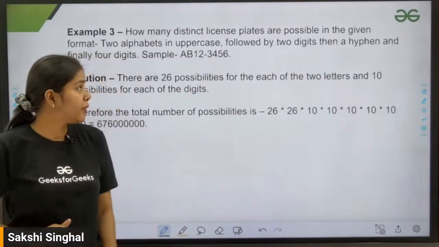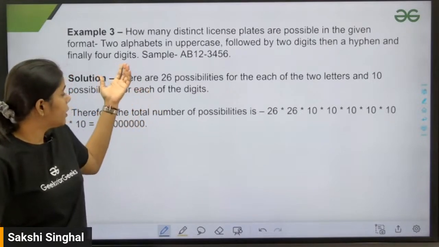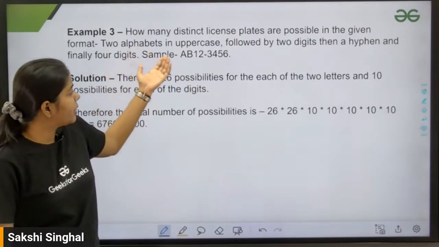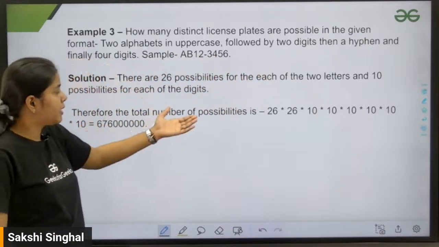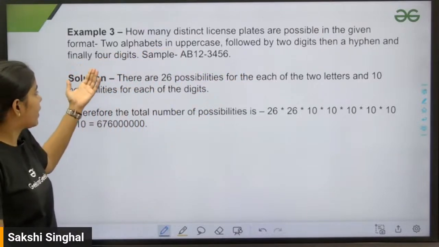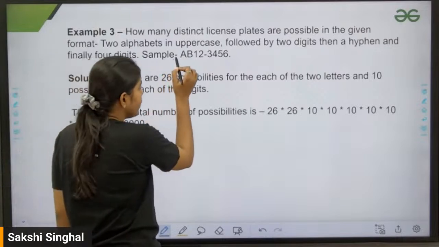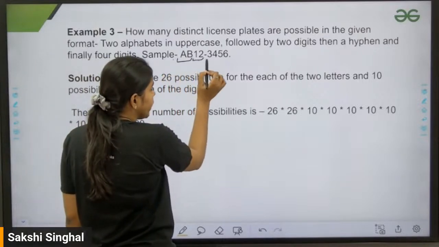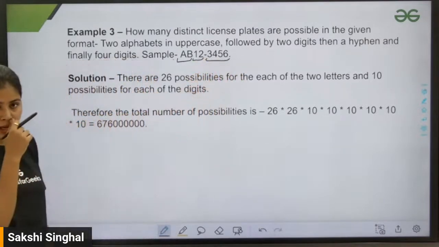Okay, so next we have another question. Just try it by yourself. You can see: how many distinct license plates are possible in the given format? Two alphabets in uppercase, followed by two digits, then a hyphen, finally four digits, like this sample. So that means we have two alphabets, then two numbers, and then four numbers, and between them we have a hyphen.